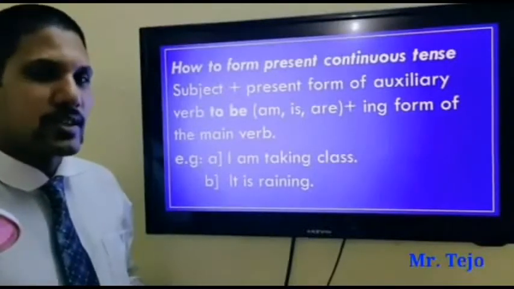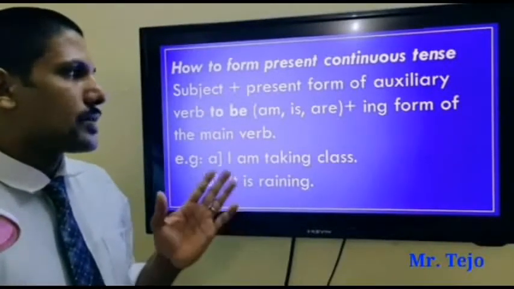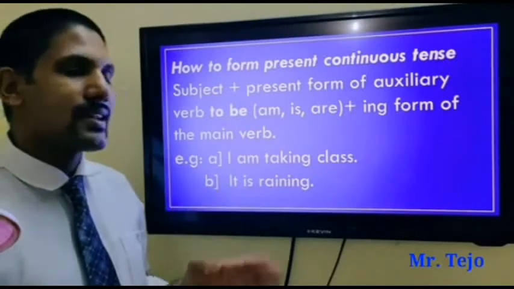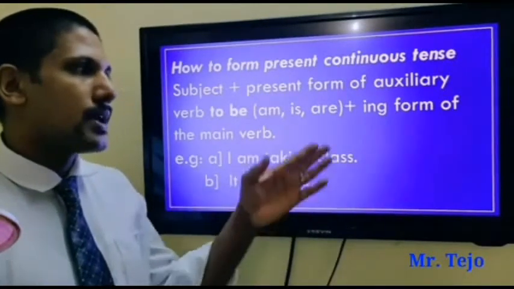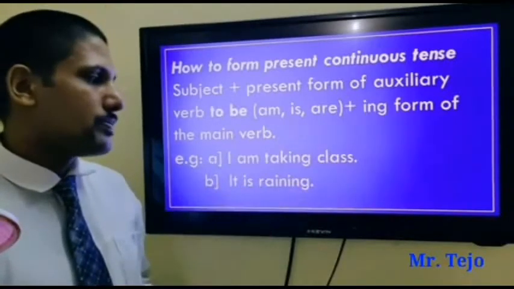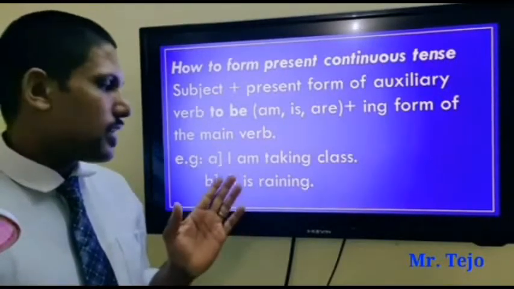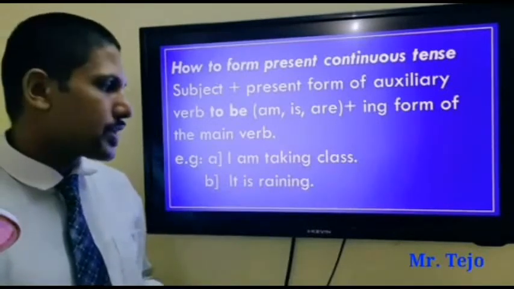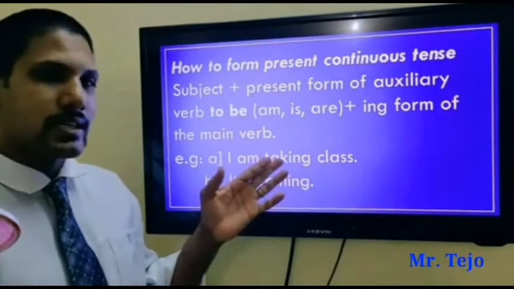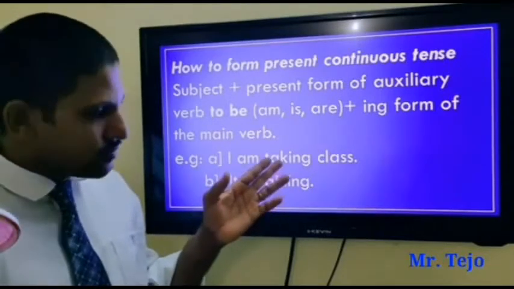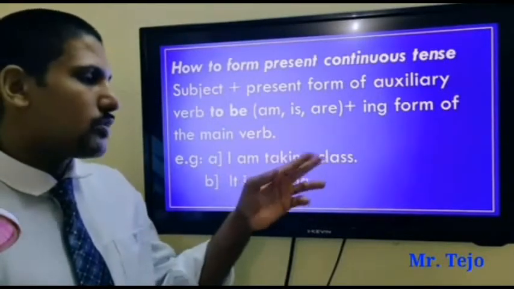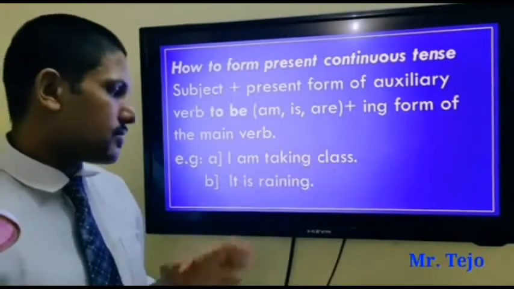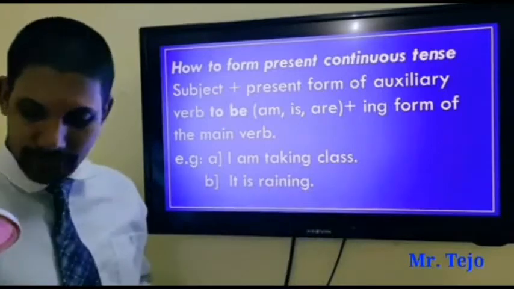How to form present continuous tense? Subject plus present form of auxiliary verb to be, that is am, is, are, plus ing form of the main verb. Example. I am taking class. It is raining. Here the verb is take and we added ing form to the verb take to make it to continuous form.